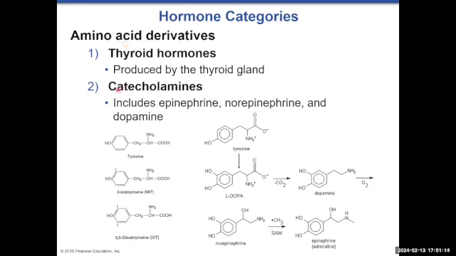Another type of amino acid derivative hormone besides the thyroid type, like I mentioned, are the catecholamines. The catecholamines include epinephrine, norepinephrine, and dopamine. Again, the catecholamines are a type of amino acid derivative. I'm showing you some specific subtypes or names of some of these catecholamines. And then you have the thyroid hormones, T3 and T4, which we'll talk about later. Both of these are considered amino acid derivatives.